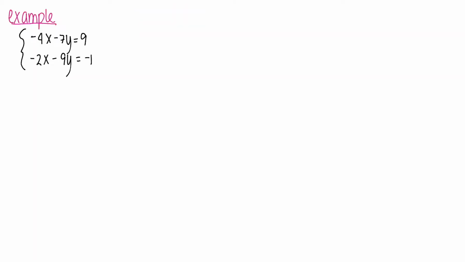So let's do another example with elimination. We have negative 4x minus 7y is equal to 9, and negative 2x minus 9y is equal to negative 1. Once again, I'm going to write them down here so I have more room to mess around with them. When I'm looking at this, I'm thinking of how I can get things to cancel when I add straight down. And I notice that 2 and 4, right? 4 is a multiple of 2.